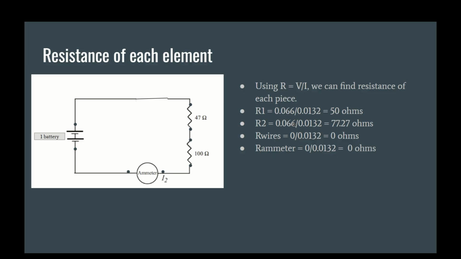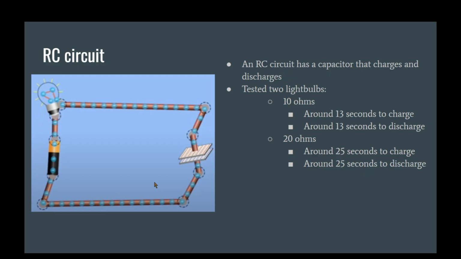For the resistance of each element, using Ohm's law again, resistance equals voltage divided by current, we found the resistance of each piece. We took our actual measured values, and as you can see, these numbers are incredibly similar to what we have here. The wires have none in them, and the ammeter also, we agreed, is negligible.